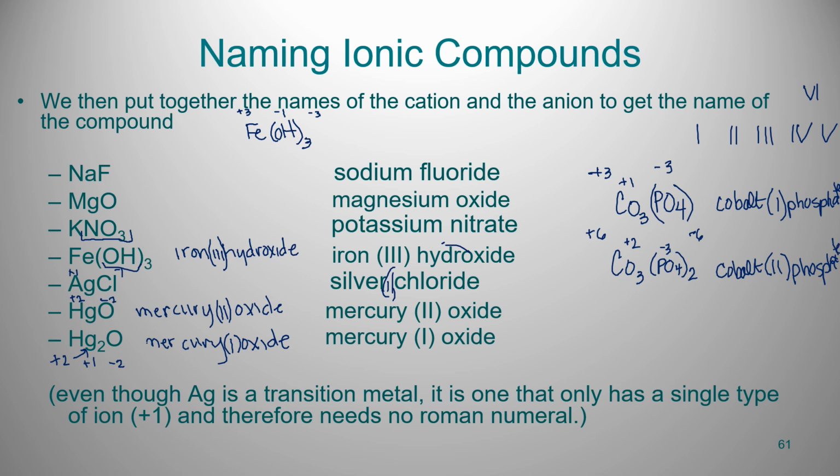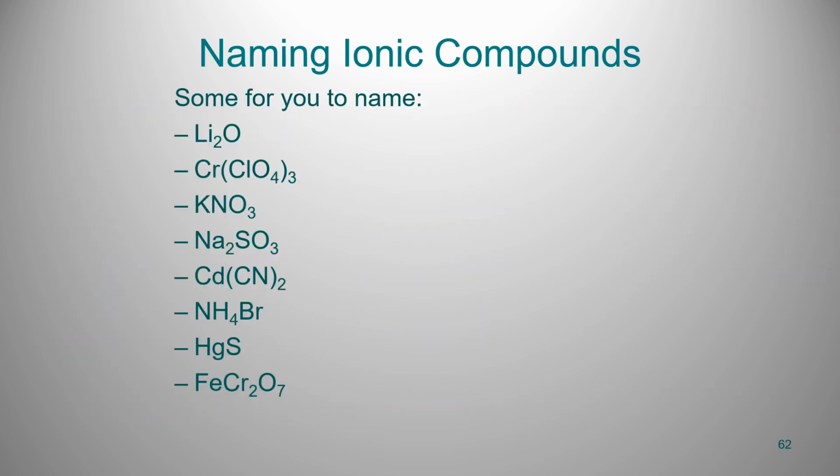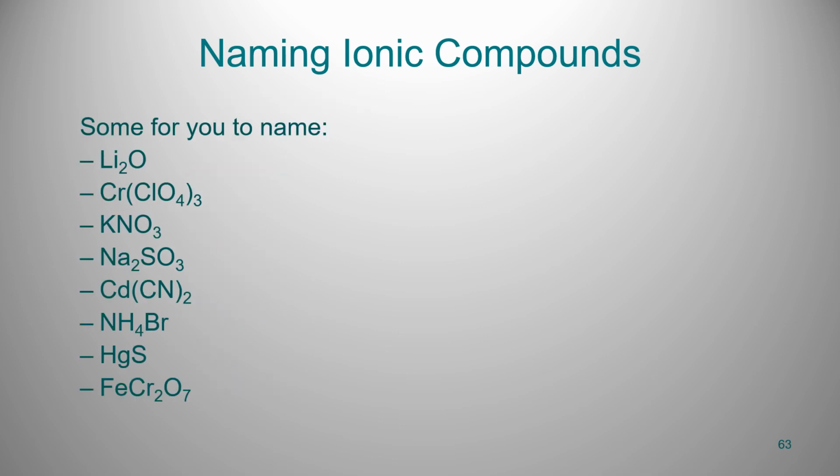So anyway, you need to practice a few of those. I think on the next slide, we've got a few practices. Yeah, so let's do these. Li is lithium, O is oxide. Lithium's in the first column, so it's a +1, oxygen's a -2. So this, you don't have to worry about Roman numerals because lithium's in the first. That's all you need to know here. So this is just lithium oxide.